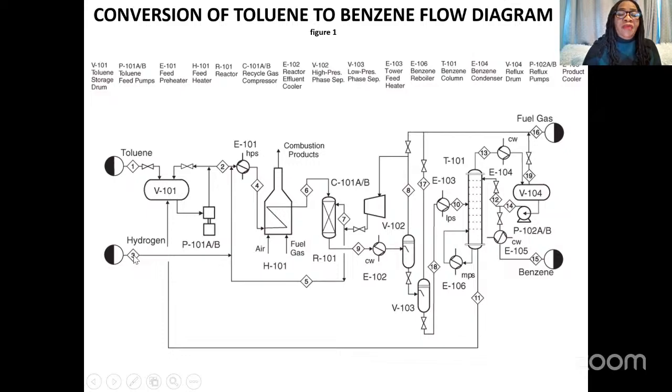If you look at the input, it is round with black in part of the circle. And the output also looks like that, round with black in each. So input streams 1 and 3 are the streams that put in toluene and hydrogen, and the output is the fuel gas, stream 16, and the output stream 15 is for benzene. I hope you can see the streams on the PFD.